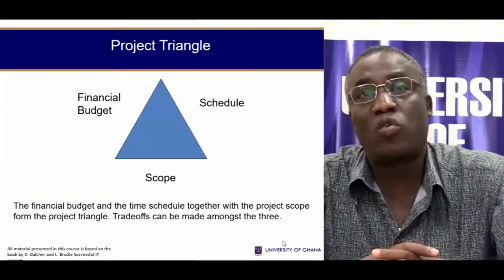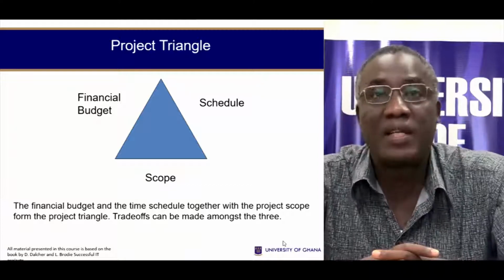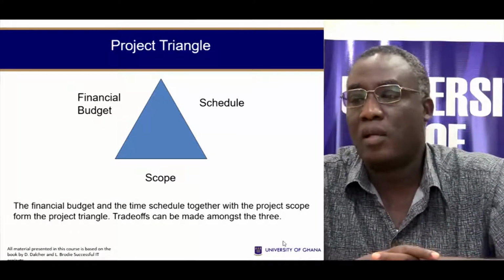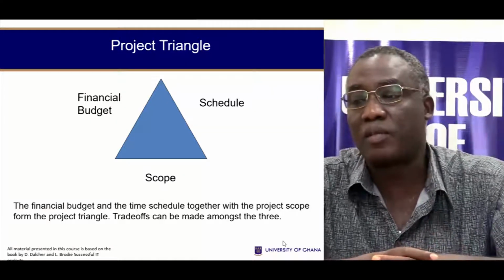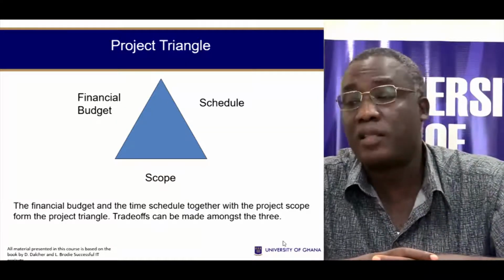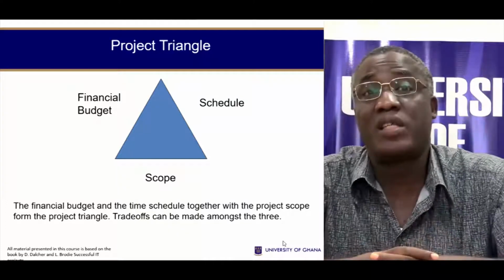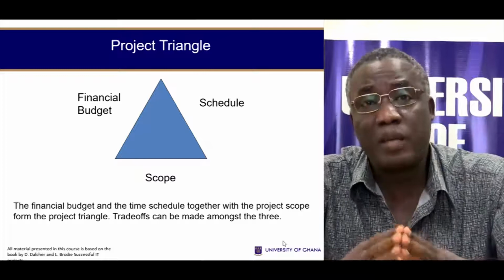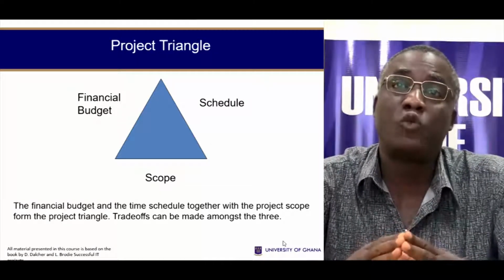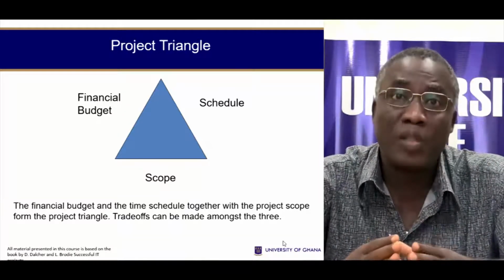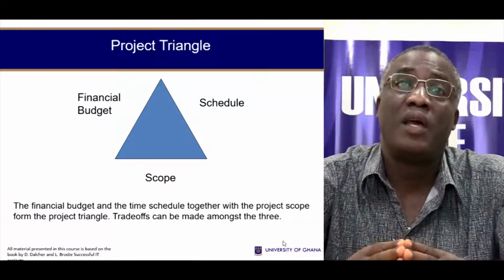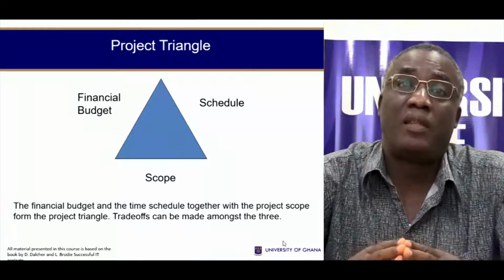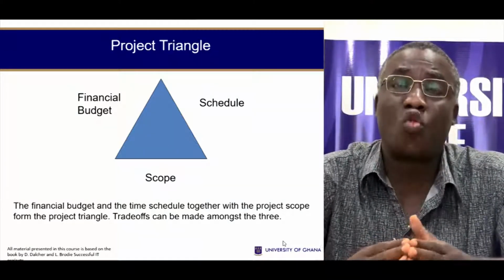So a scope, therefore, is anything which is not a deadline or financial budget. So this could include what? Modifying the project objectives, modifying the functionality, for example, modifying the scale of deployment. So it's the financial budget, the time schedule, and the scope that form the project triangle. And there must be a trade-off that can be made amongst the three. And this trade-off is within the scope.